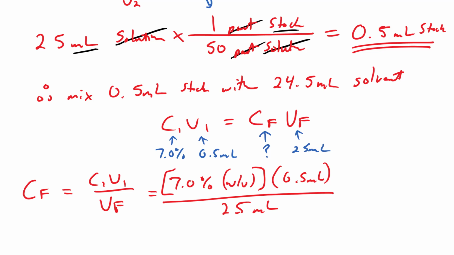Notice my units are in the calculation. Mils cancel mils, and my final units will be percent weight by volume. 7 times 0.5 divided by 25. Final solution, 0.14% weight by volume.